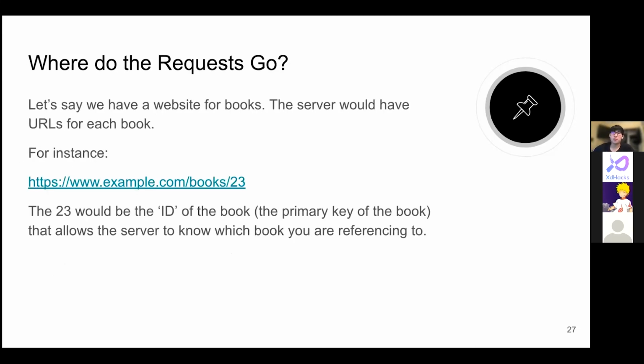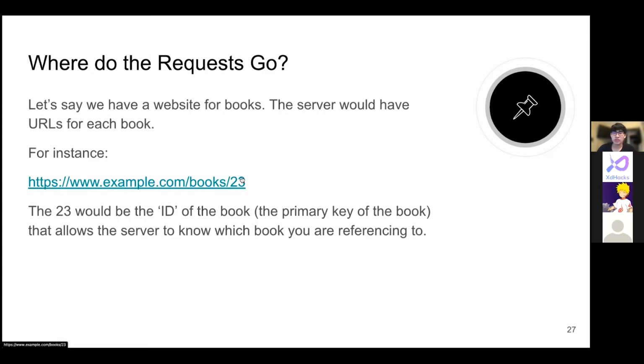So where do the requests go? Let's say we have a website for books. The server would "generate", and I'm using generate with quotations because it's really oversimplified, URLs for each book. A more advanced way, though still really simplified, of thinking about it is that the URL accepts a parameter. So you would see books/23, where there would be a parameter called something like ID.